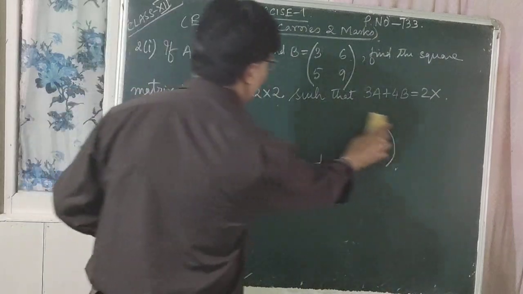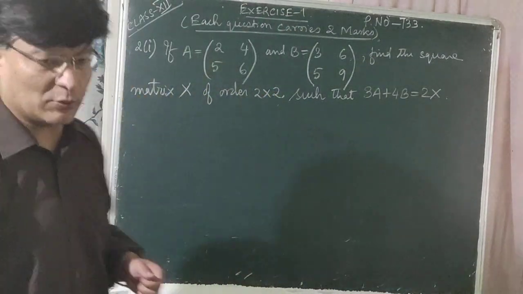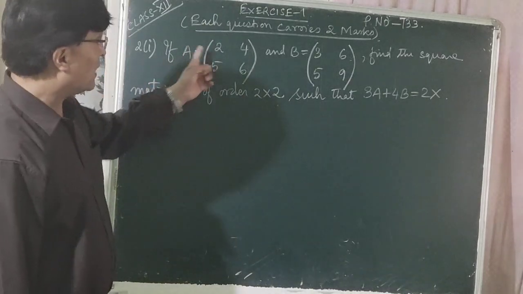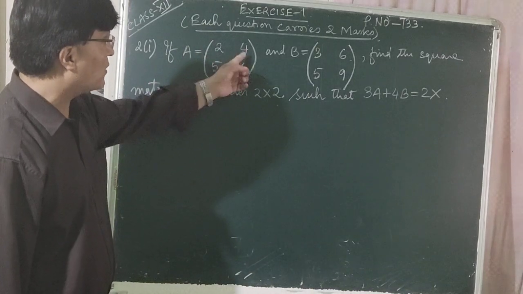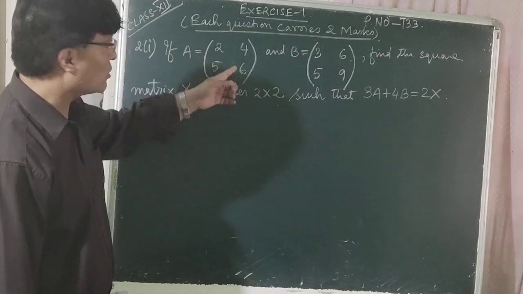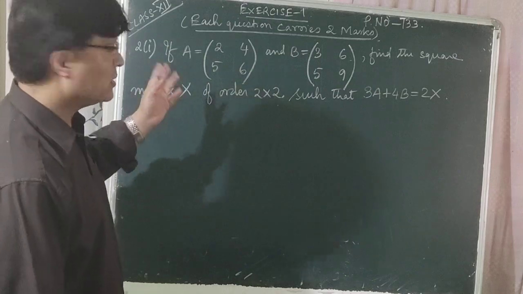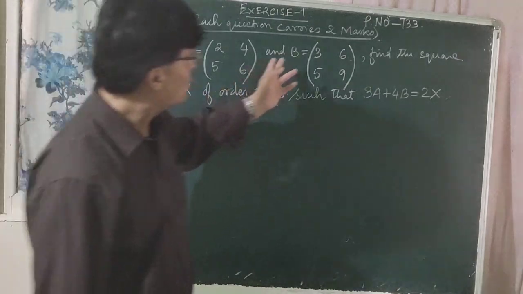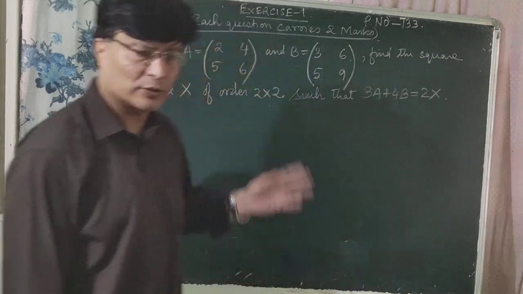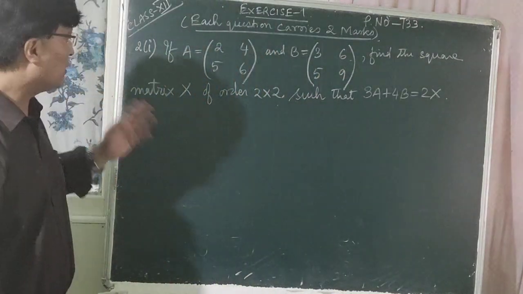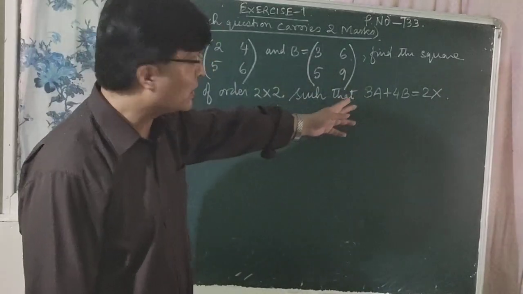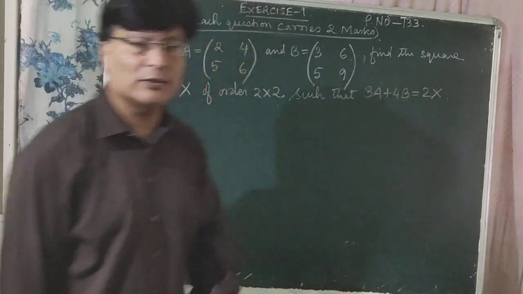Okay. So now let's do this problem. What is the problem here? If capital A is equal to 2, 4, 5, 6, first row, second row, this is the first column and this is your second column. This is a 2 cross 2 matrix. Matrix B is 3, 6, first row, 5, 9, second row. So this is also a 2 cross 2 matrix. You have to find the matrix X of order 2 cross 2 again, such that 3A plus 4B is equal to 2X.